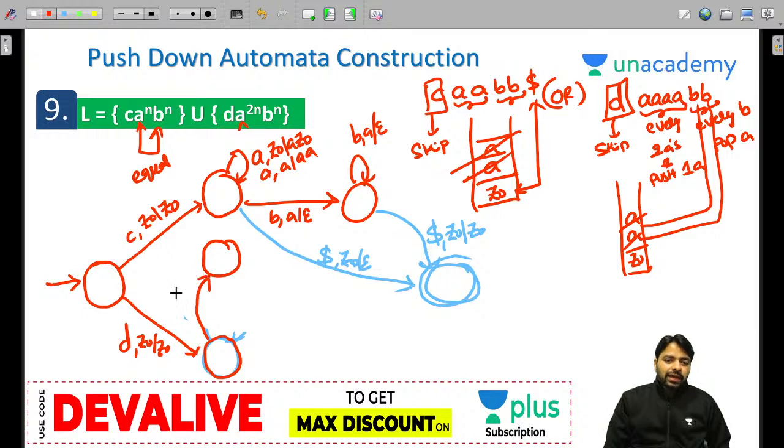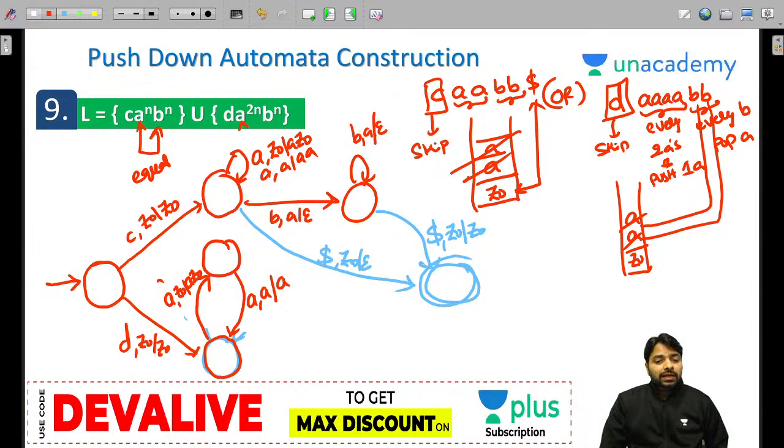Okay, for the first A, I push A Z naught by A Z naught. Push the first A, and then for A comma A, because A is already pushed, skip, meaning keep A only. When you next see 2 A's, you will see the top of the stack is A, then push. The other transition is the same, because it is still A only. Now for every 2 A's, you will push 1 A.